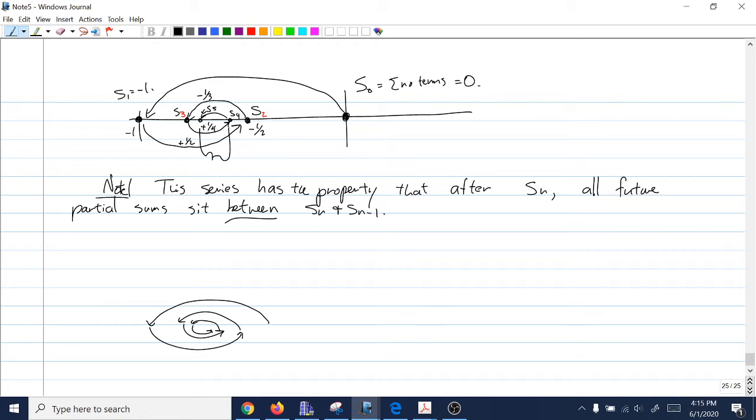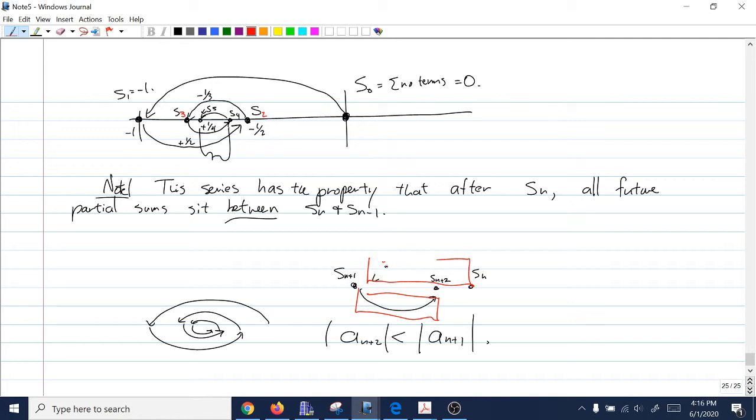What is it that makes, let's say, Sn, and then here's Sn plus 1. When I go to Sn plus 2, how do I know it's between Sn and Sn plus 1? It's because the term that we added on after, a sub n plus 2, is smaller in absolute value than a sub n plus 1 was. Meaning that this arrow takes us a shorter distance than that arrow.